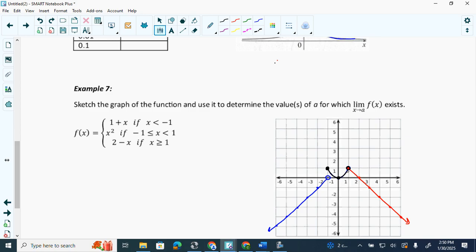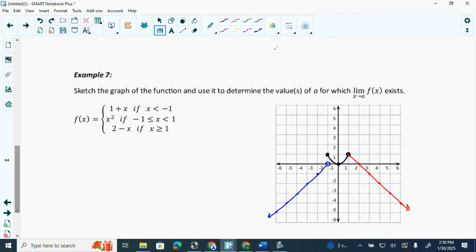But how do we show it with actual equations? So we're going to do 1 and -1. So we'll do -1 first. So we have to do the limit as x approaches -1 from the left of f of x. And then we're going to do the limit as x approaches -1 from the right of f of x.